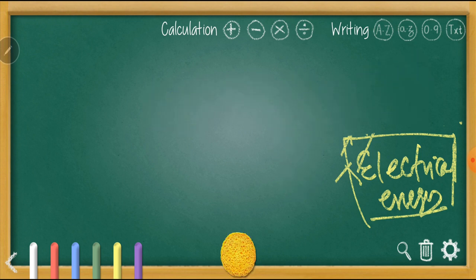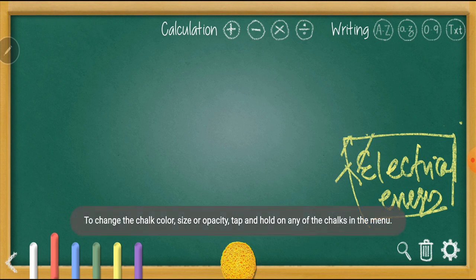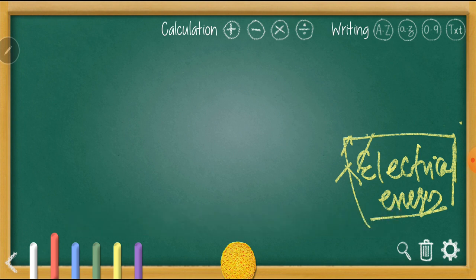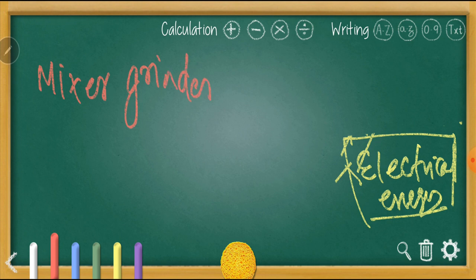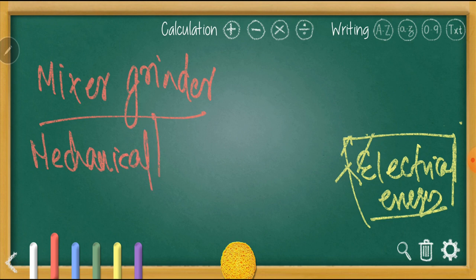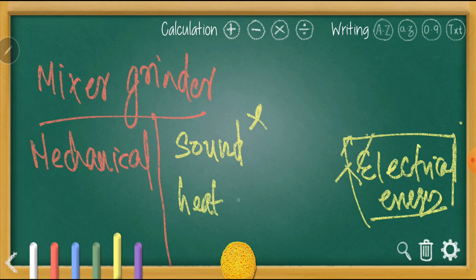So below a mixer grinder working, there are two boxes. In one box you have to write the energy which is used, and in another, the energy which we won't use. First one, used energy. In the case of a mixer grinder, or what we call a mixie, we use the mechanical energy. But what are the energies we won't use? Sound energy is one of the energies produced by a mixer grinder that we won't use. Likewise, heat energy is another energy produced by a grinder which we won't use.